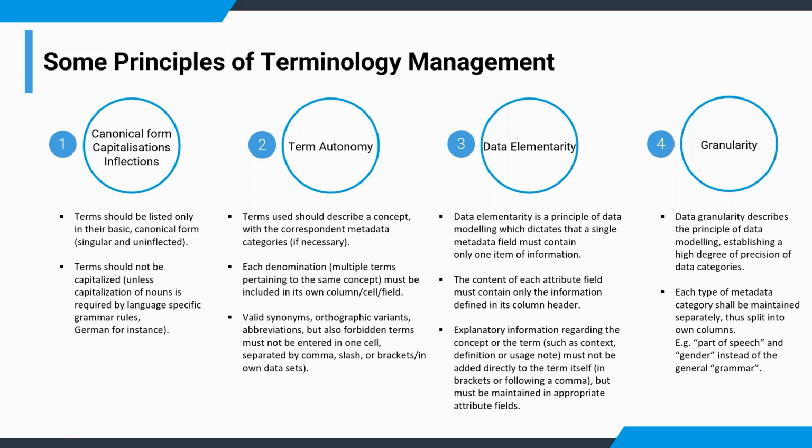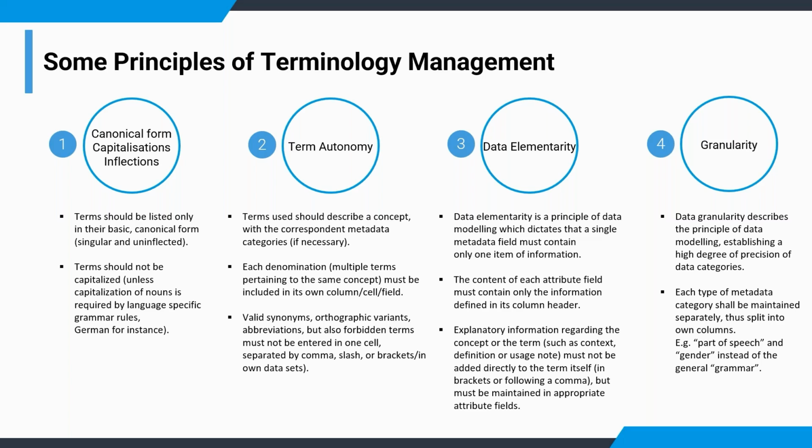Another principle of best practice in terminology is that of term autonomy, which basically means that terms should describe a concept with specific metadata categories. In other words, every denomination for a term, for a concept, should have its own individual column, cell, and field. Many times we see things whereby a term is followed by something similar, separated by a comma, by a forward slash, or in brackets. Let's say the example of local area network, bracket, LAN. That is incorrect. You should have two different cells for the two denominations.